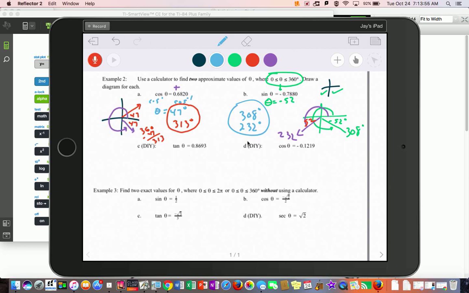Now you have two DIYs. So identify where the quadrants are that you'll find these answers. For instance, this one is when is tangent positive, and this one is where is tangent negative. So do little check marks. That'll help you know where you're going to find answers. And then let's see how you do. So pause the video now.